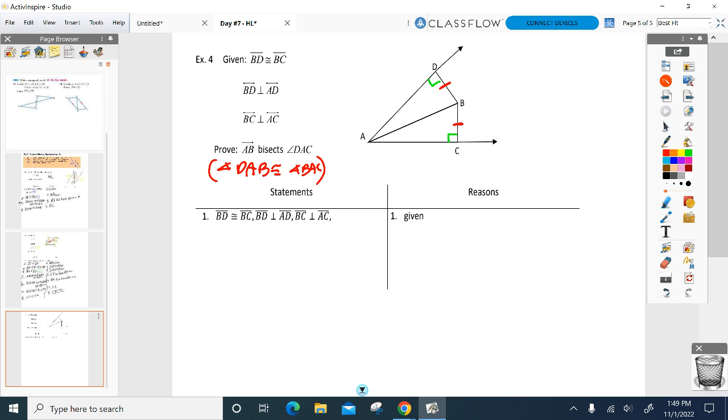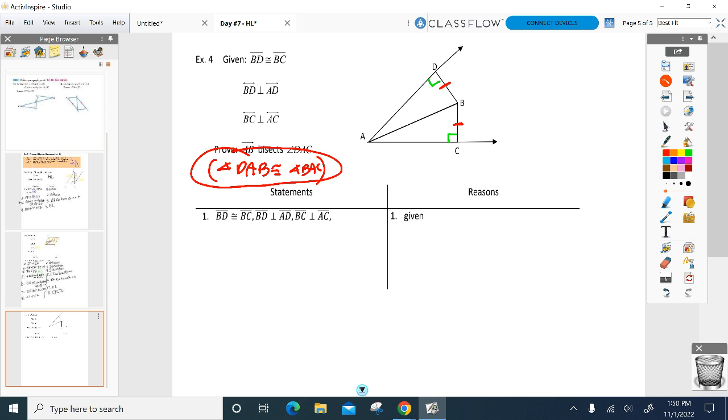So do it. If you can show me this is true, what's AB have to be? A bisector. So if you can prove to me right now that those two angles are actually congruent, I'll believe you. AB is a bisector, but not until you can do this.